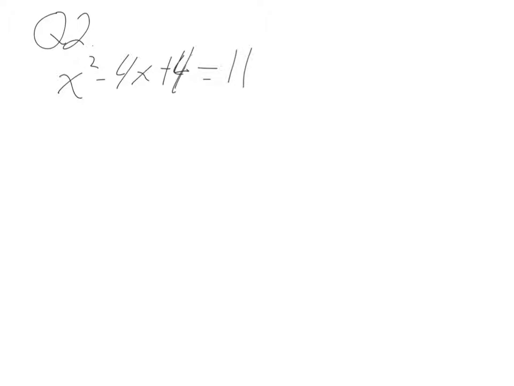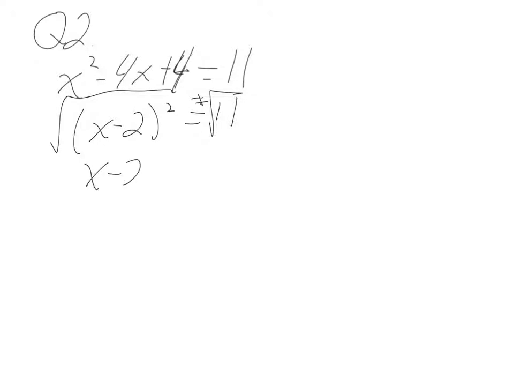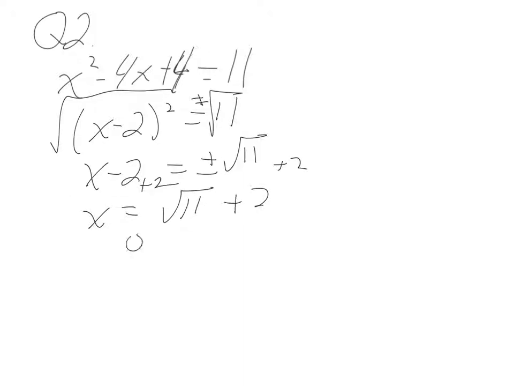We'll do the same thing here for question 2 by recognizing that x² − 4x + 4, when we factor it, is actually (x − 2)² = 11. Now we take the square root of both sides with the plus or minus. We get x − 2 on the left and ±√11 on the right. So x = √11 + 2 when we add 2 to both sides, or x = −√11 + 2.